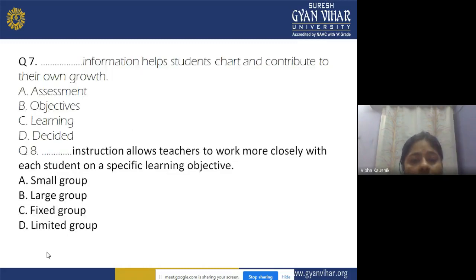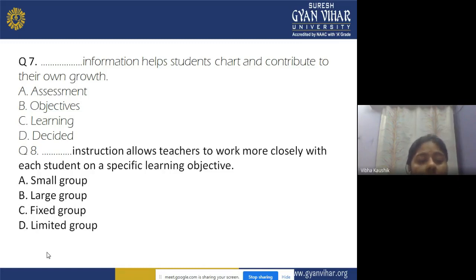Dash information helps students chart and contribute to their own growth. A is assessment; B, objectives which are framed from them; C, learning techniques; D, decided that they have been contributed, that these factors will contribute to their progress. The correct answer is A, the assessment.